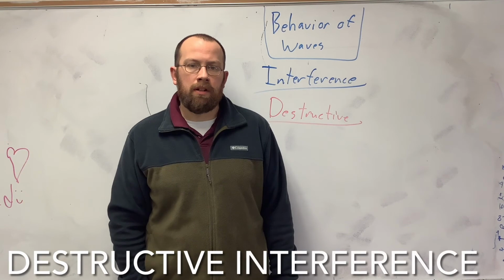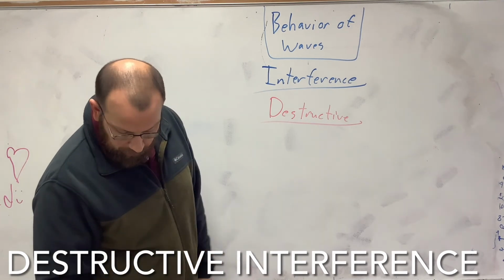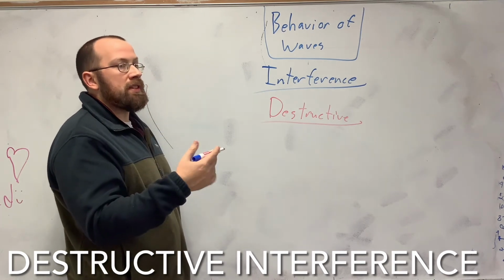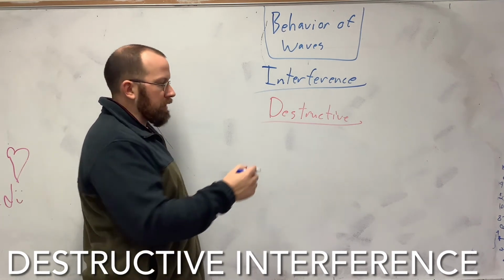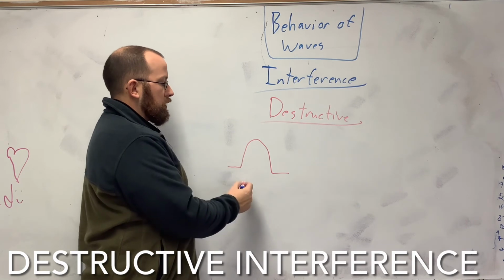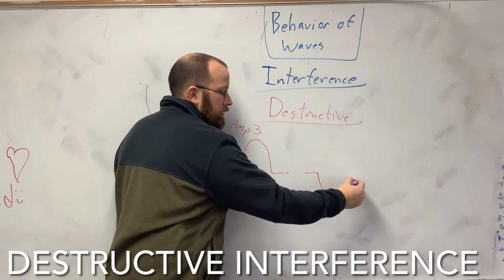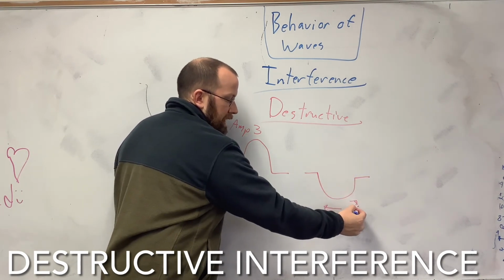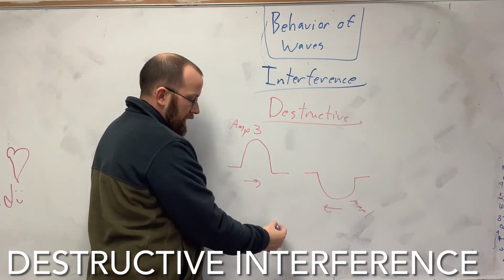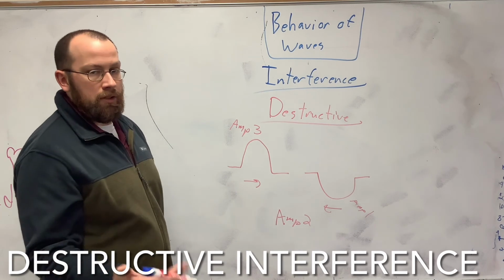All right, now our last one here is destructive interference. Whereas constructive built up, here the definition is that the crest of one wave meets the trough of another wave. So it results in smaller waves, but if they're the same size, it results in no wave at all. I'm going to show you that. If I have a wave going this direction, and we'll say its amplitude is 3, and then I have a trough going this direction, and we'll say its amplitude is 1, when they hit, I will have a wave that has an amplitude of 2 because it shrinks it down.